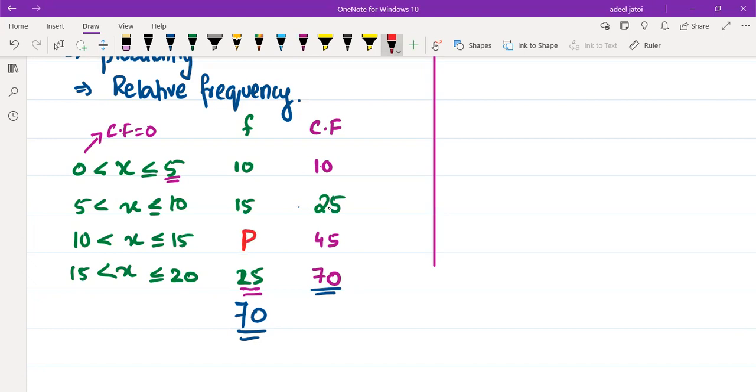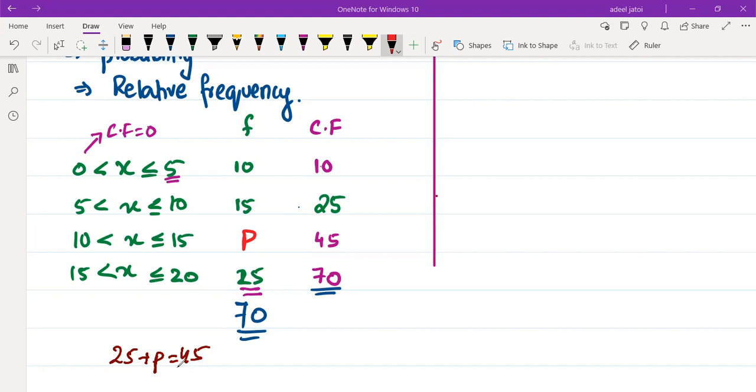Now, you need to understand the entire question is there with you, and the cumulative frequencies are also there. You need to find out the frequency through the cumulative frequency. How do you get the cumulative frequency? By adding up the frequency. So in short, 25 plus P should be equal to 45.